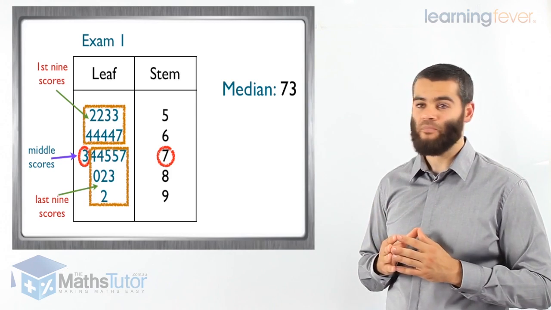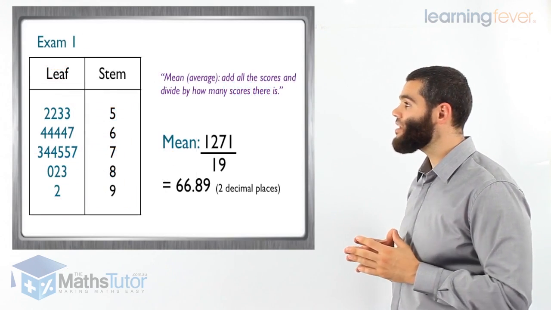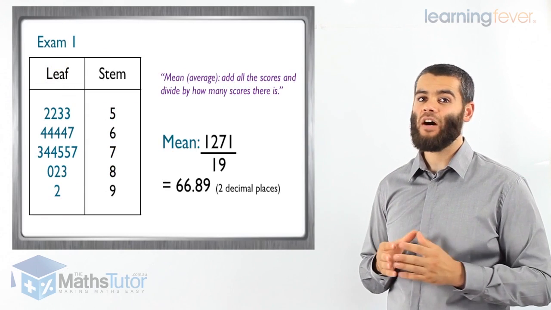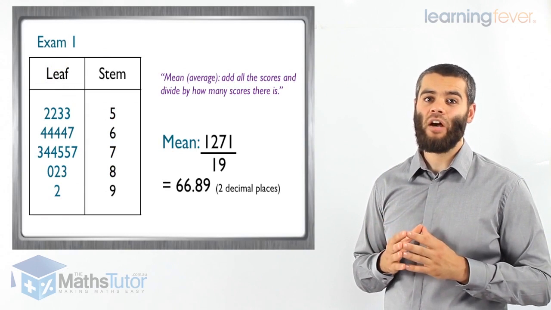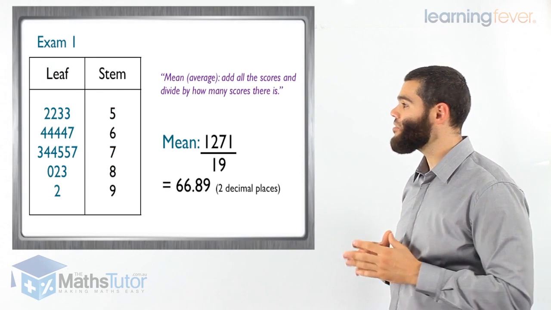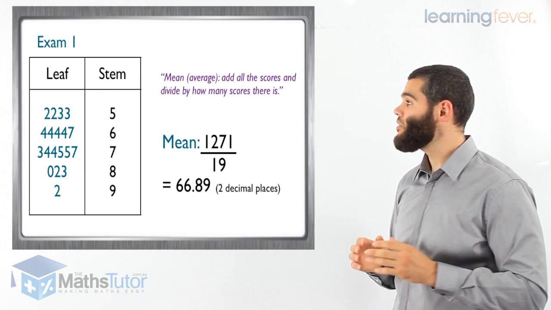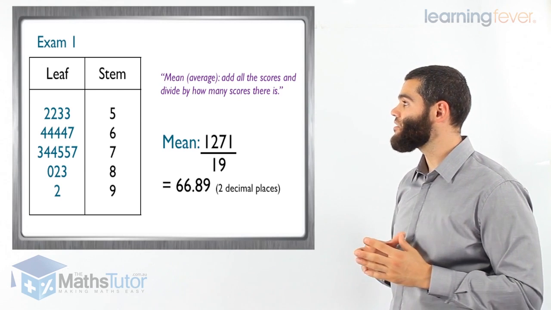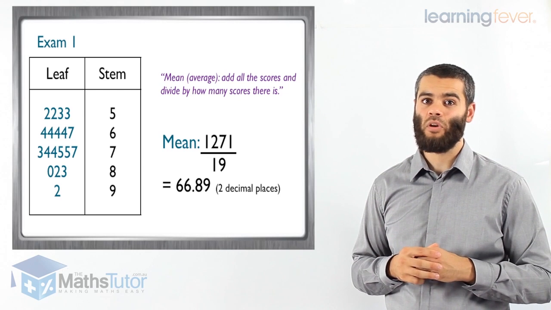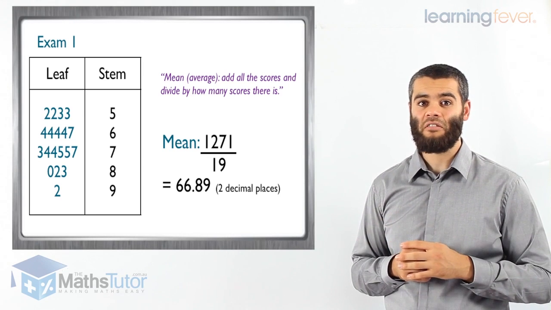That is the median. The mean, basically, we add all the scores together. It's the average. We add all the scores and divide by how many there are. We know there are 19 scores altogether, so we add them up and we get a total of 1,271 divided by 19, which is 66.89. So the average for test number 1 was 66.89, corrected to two decimal places.